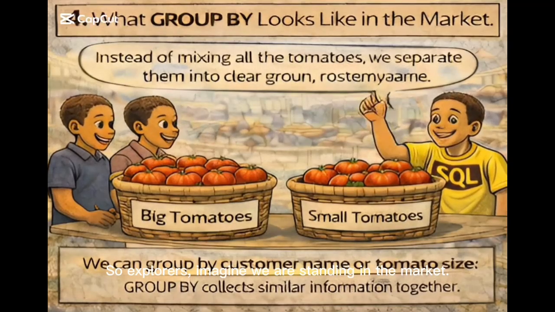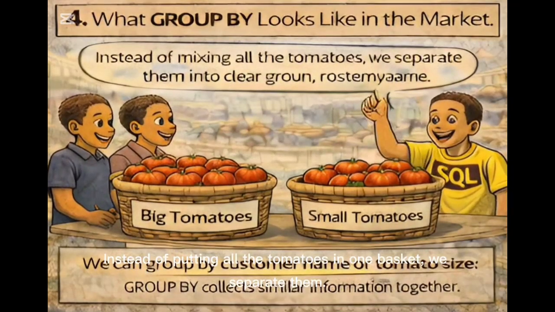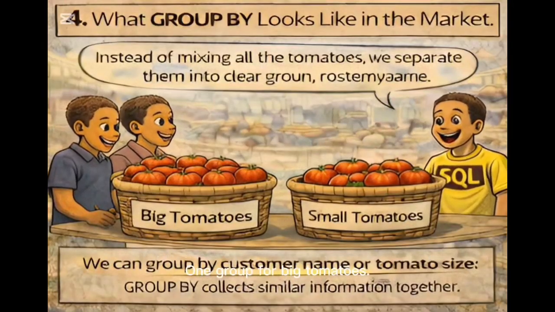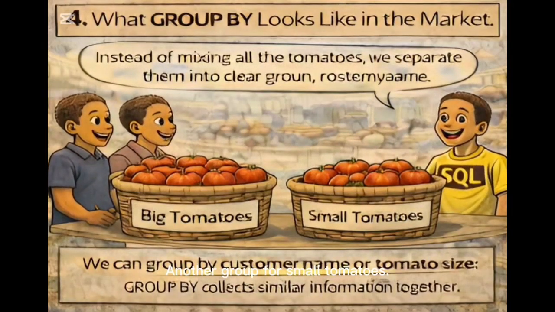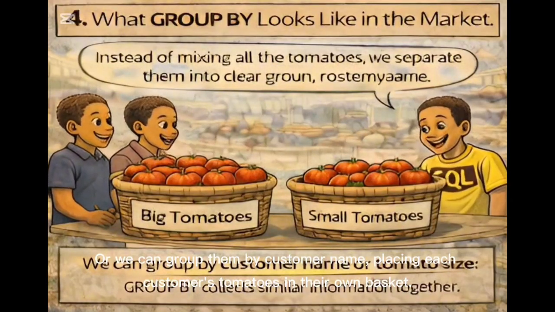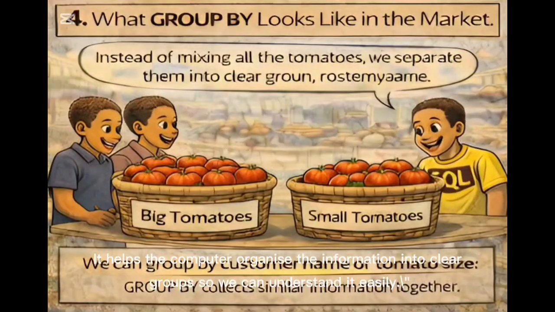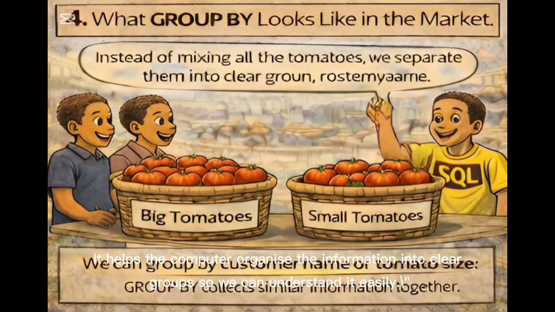So explorers, imagine we are standing in the market. Instead of putting all the tomatoes in one basket, we separate them. One group for big tomatoes, another group for small tomatoes. Or we can group them by customer name, placing each customer's tomatoes in their own basket. That is exactly what group by does. It helps the computer organize the information into clear groups so we can understand it easily.